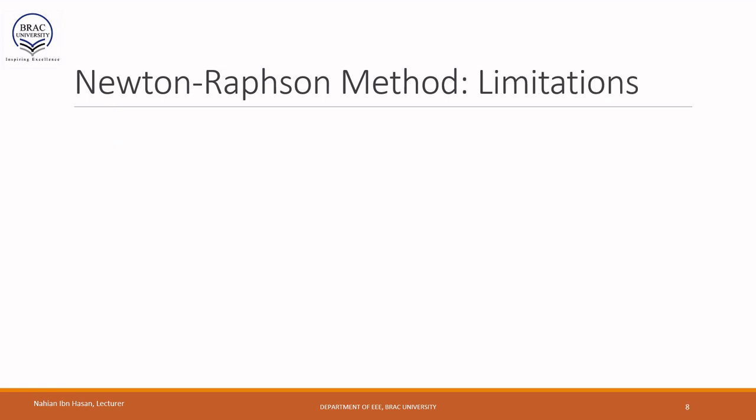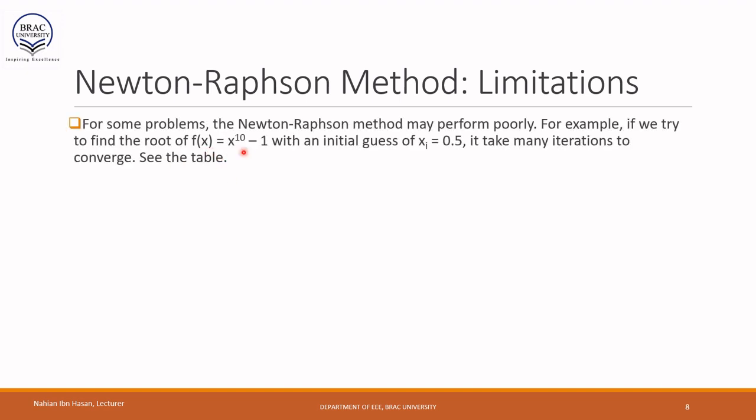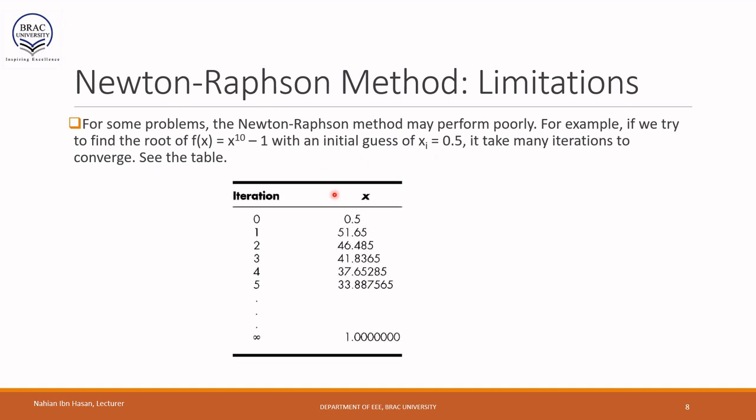But Newton-Raphson formula has some limitations of its own. So let's find out some of the limitations that we are going to encounter practically. For example, if we are given the function x to the power 10 minus 1 and we are given an initial guess of xi equal to 0.5, then it will take a lot of iterations to converge to a specific root. In this case, it takes almost infinite iterations to get to the result of 1, because whenever the initial guess is 0.5, in the first iteration it is 0.5, in the second iteration it is going to be 51.65, in the third iteration 46.485, then 41, 37, 33.